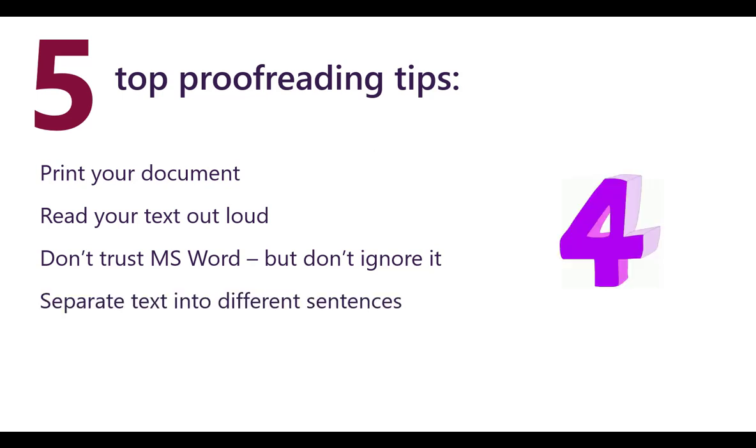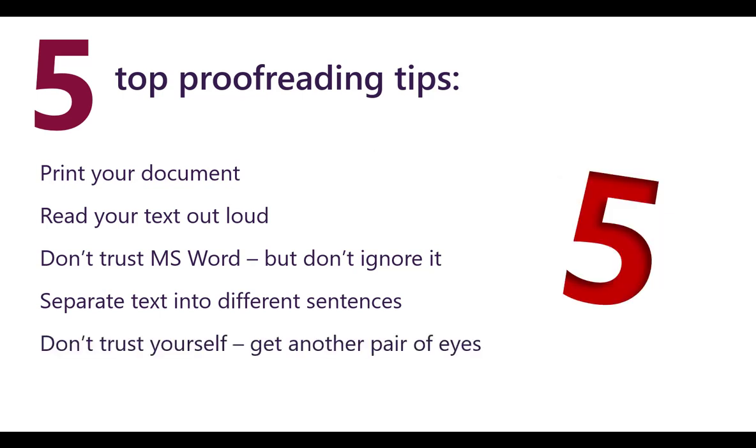Another way to notice mistakes that you might not otherwise see is to separate the text into different sentences. You can either do that by highlighting over them one at a time, or you can try reading it backwards. So start at the bottom of the document and read upwards a sentence at a time. It's amazing how your eyes see what you think you have written, and sometimes by tricking them, you can notice a lot more errors.